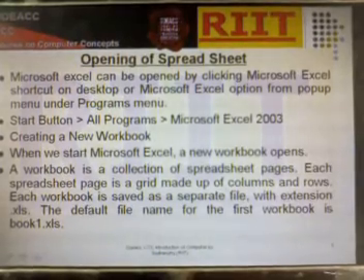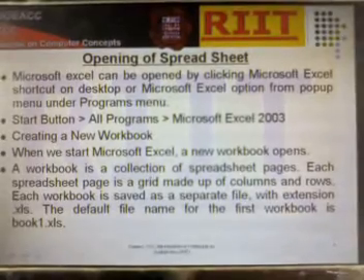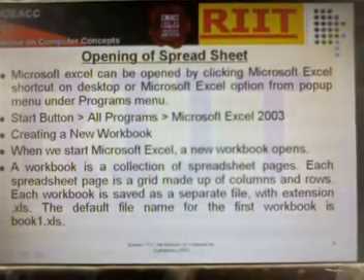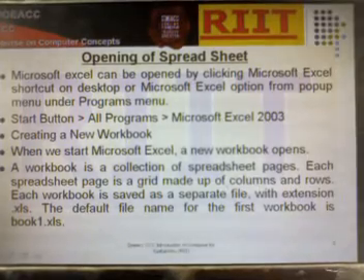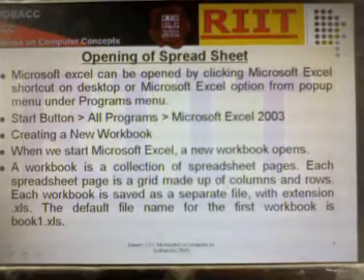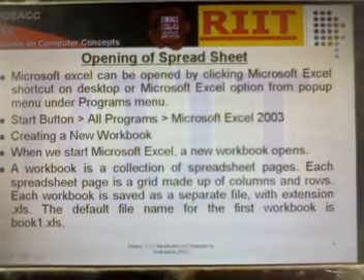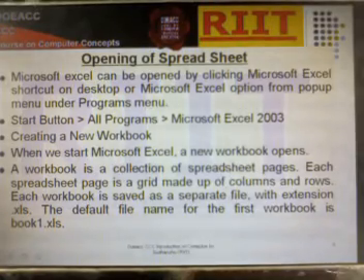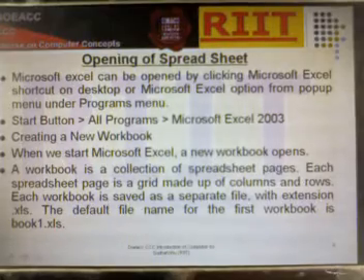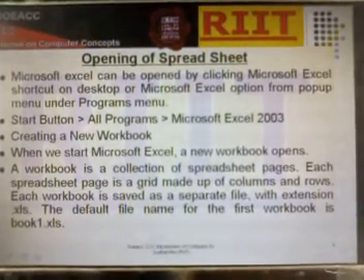Creating a new workbook. When you start Microsoft Excel, a new workbook opens. A workbook is a collection of spreadsheet pages. Each spreadsheet page is in grid made up of columns and rows. Each workbook is saved as a separate file with extension .xls. The default file name for the first workbook is book1.xls.